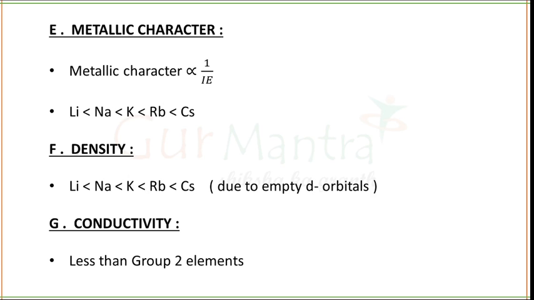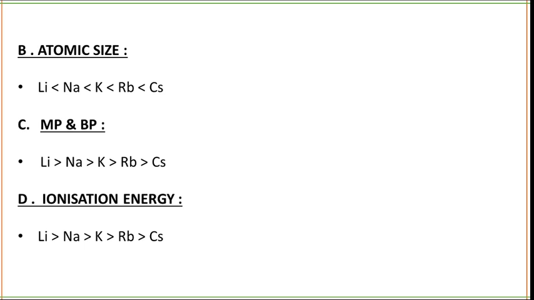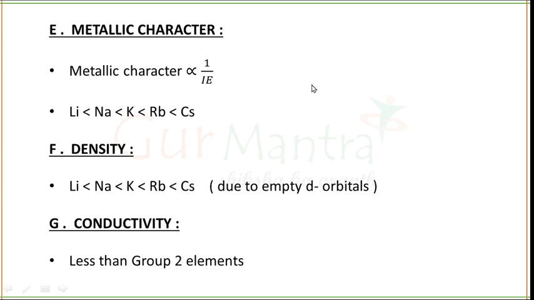Next, we have the metallic character. Metallic character is inversely proportional to the ionization energy. And if ionization energy decreases along the group, then the metallic character will increase along the group.